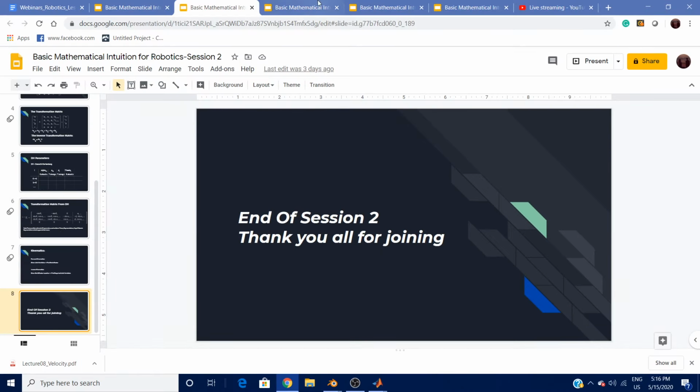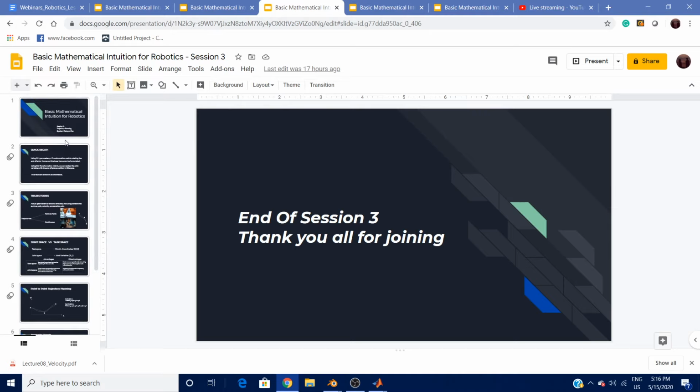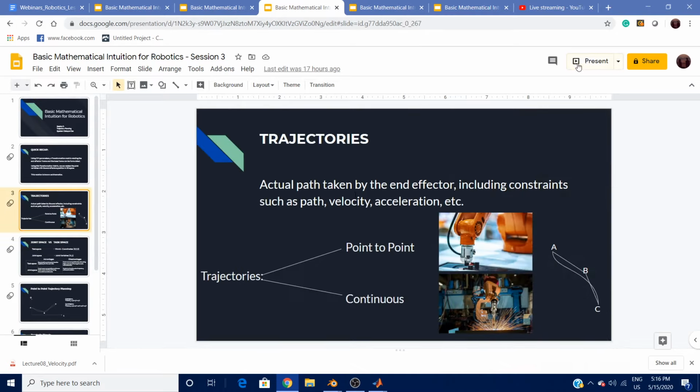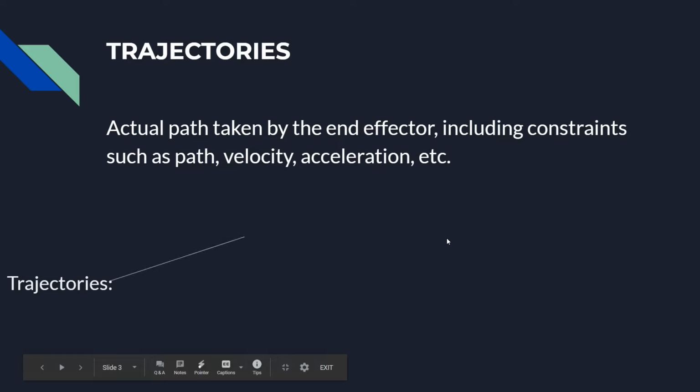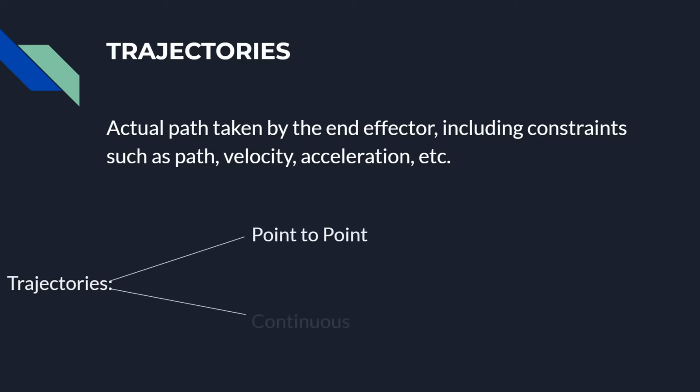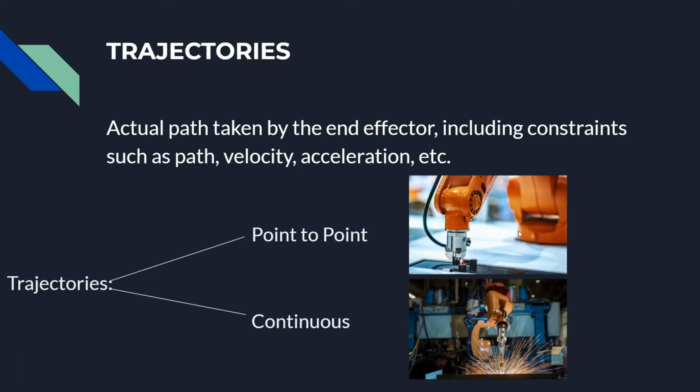Session 3, after that, started off with the fact that we could actually design trajectories for these specific joint variables. The trajectories could be of two types, which were point-to-point and continuous. Point-to-point would be pick and place, and continuous would be for things like welding, painting, and stuff like that.